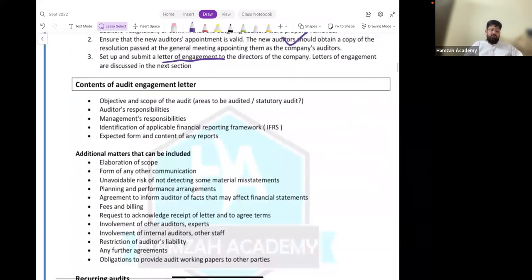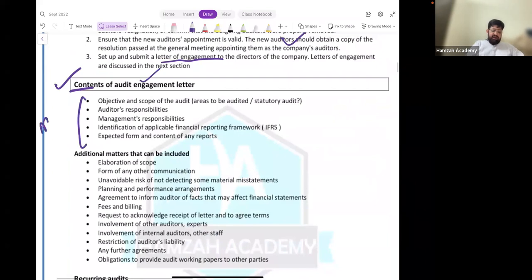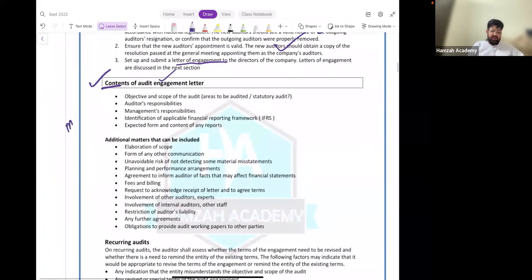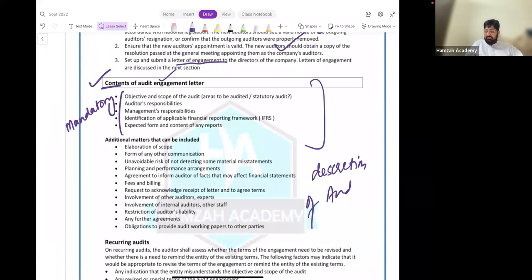Now, what are the contents of the engagement letter? These 5 are mandatory contents. In each engagement letter, these 5 items are included. In addition to these 5, it is at the discretion of the auditor and management. They can enter any information or any responsibility for clarity purposes.